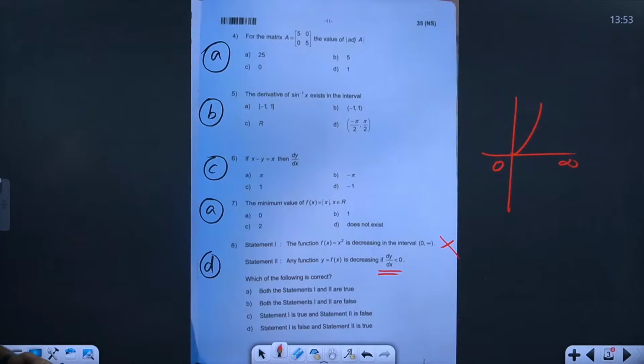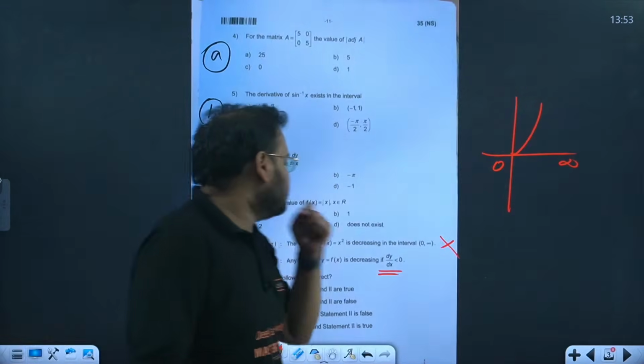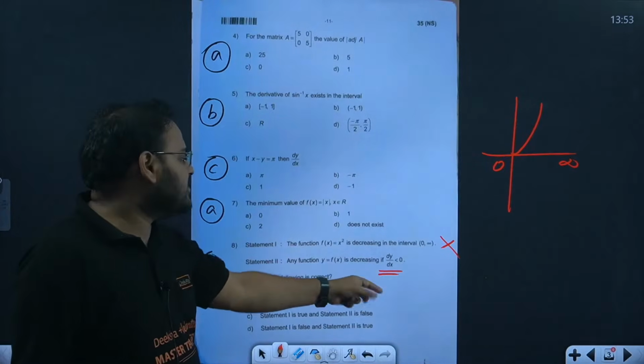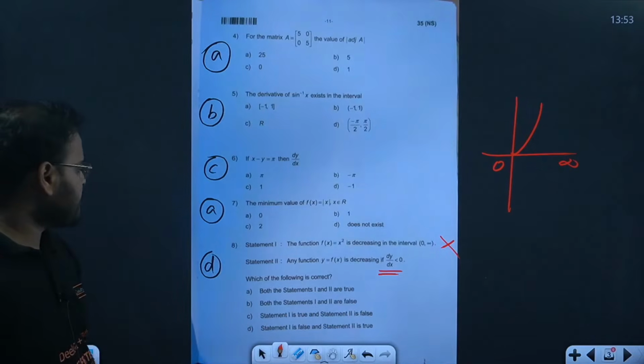Question number 8 you are saying, right? Question number 8, B is not right. This is an increasing function. A function f(x) is decreasing always when the derivative is less than 0. Yes, 8 is D.